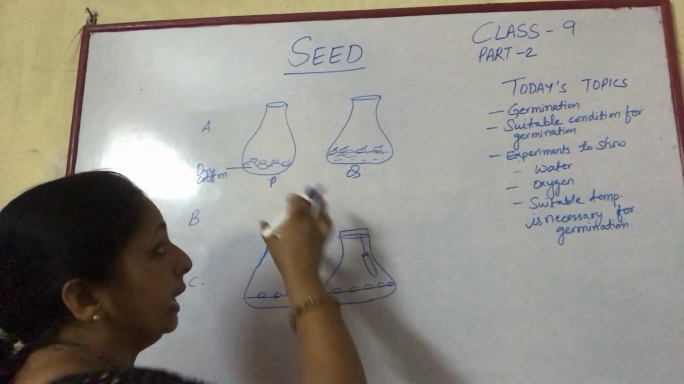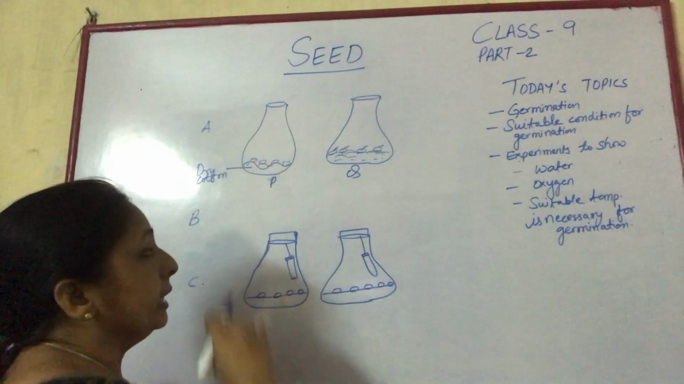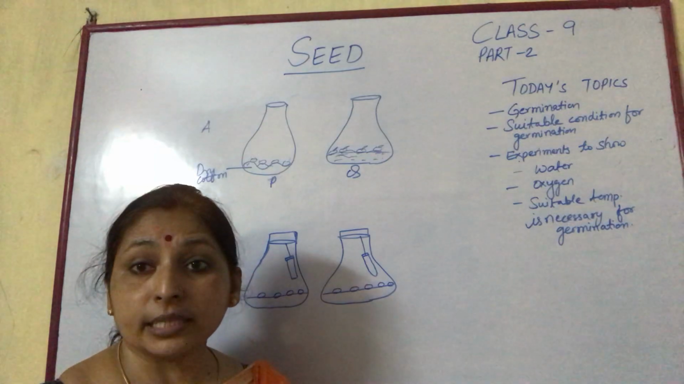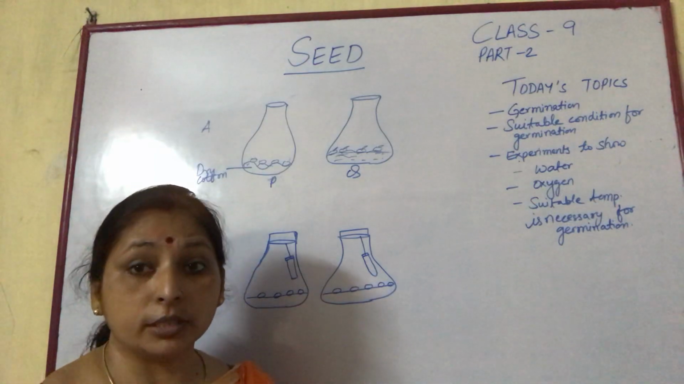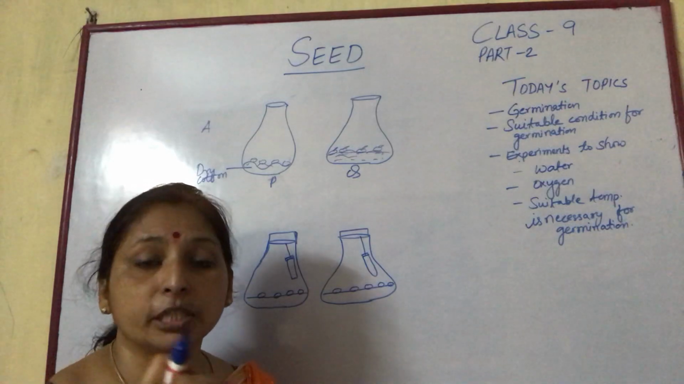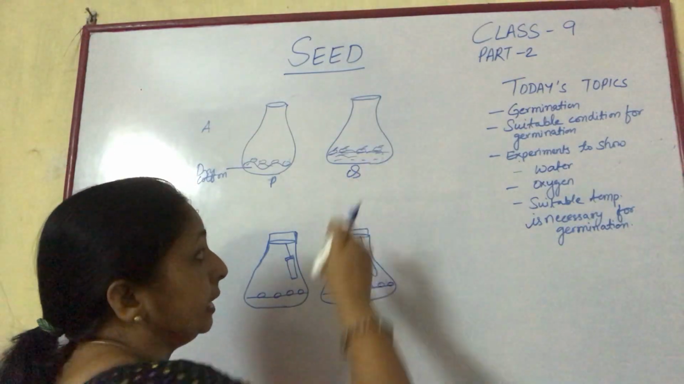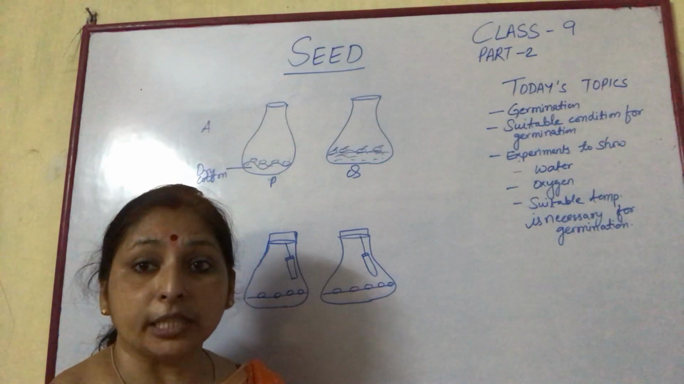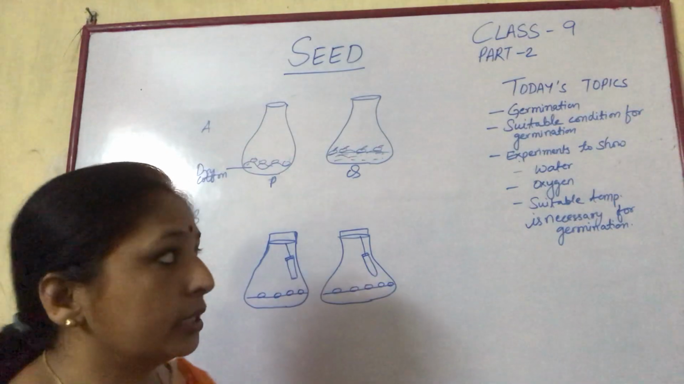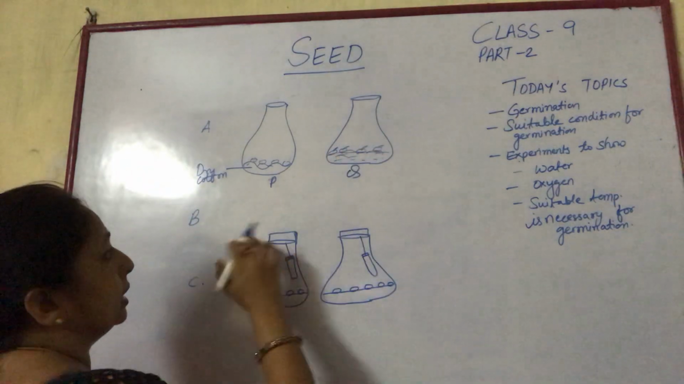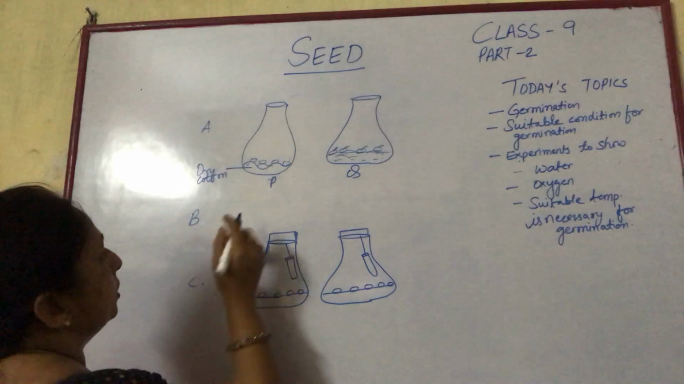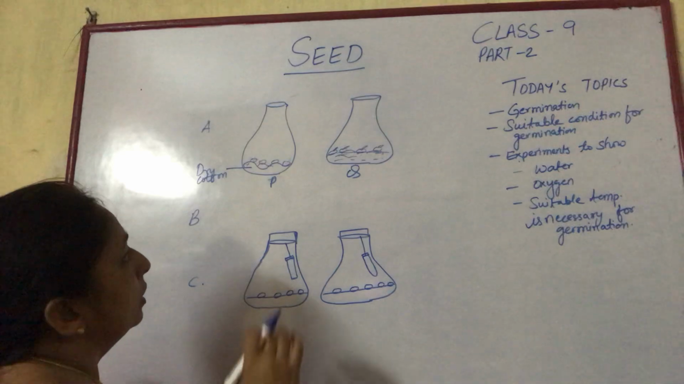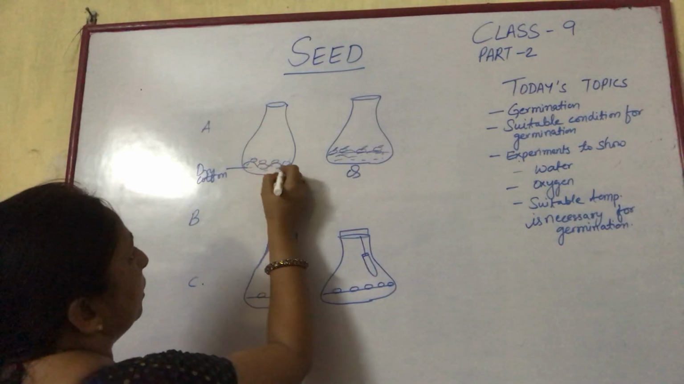What happens in P and Q, you have to write about. In the case of P, when dry cotton is taken, water is unavailable to the seed, so no germination takes place. In the second one, Q, where wet cotton was taken, water is available and the germination process takes place. It proves that water is necessary. These two are the dry cotton and the wet cotton, which we have made wet.